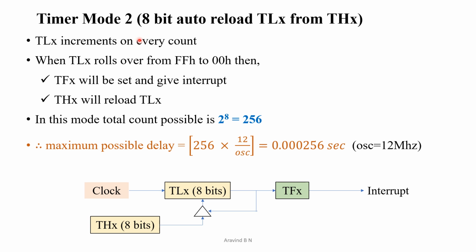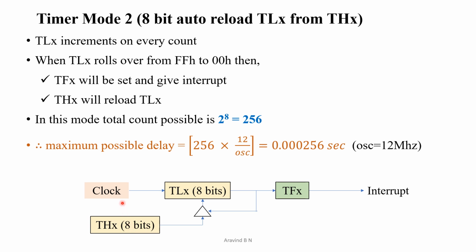Now let us get into the timer mode 2. The timer mode 2 is 8-bit auto reload from TH to TL. So in this case, as we can observe over here, TL is the only counting operation that is going to perform. It is not in combination with the TH register. So whatever the initial value we want to load after every counting operation, that value to be reloaded will be available for us in the TH part of the register.